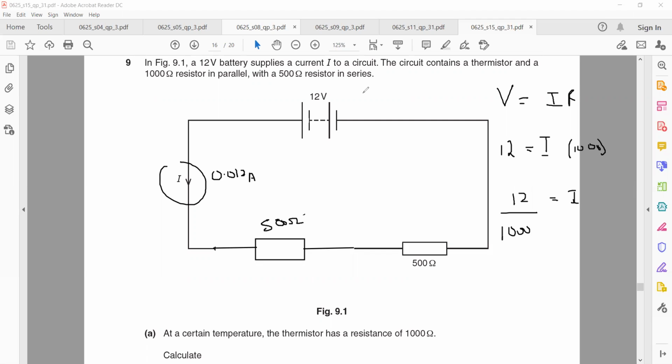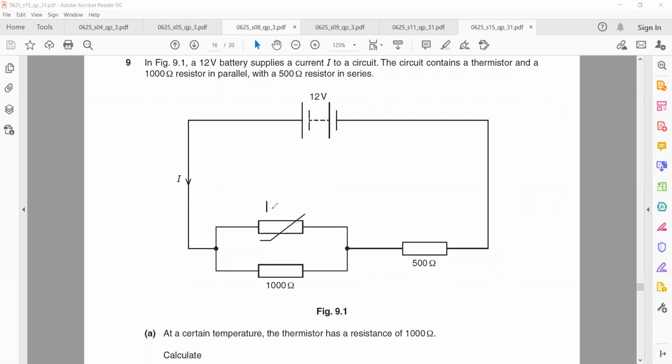In the question, the thermistor resistance is given. You can see they mention that at a certain temperature, the thermistor has a resistance of 1000. So its resistance is given in the question. Like this is 1000, these two are in parallel. So when you find the combined resistance, it was 500. And this combined resistance is next to another 500 ohm resistor. So they are in series. That's why you will add. So the total resistance of the circuit will be 1000.